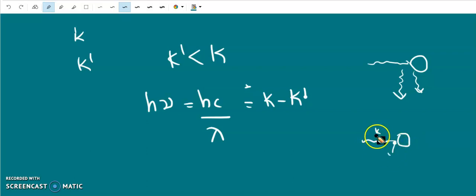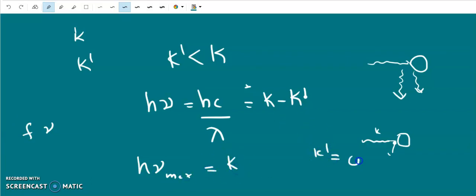That means the complete kinetic energy of the electron is converted as the energy of the photon. So this corresponds to the maximum photon energy, h nu max or hf max. You can use f for nu for frequency. So h nu max corresponds to K when K prime is equal to 0. In this case an electron loses all its kinetic energy in a single encounter, so that K prime is equal to 0.